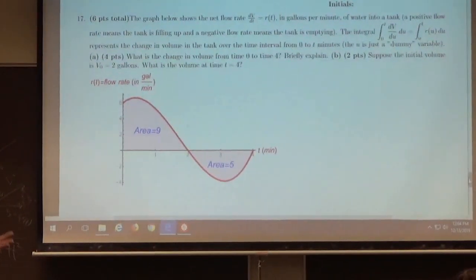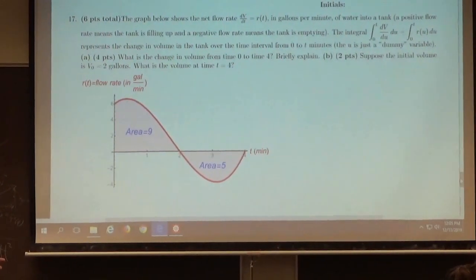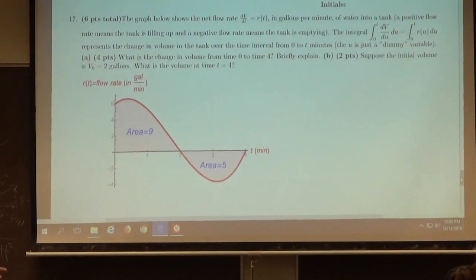If you understand integrals giving you signed areas, this problem is not too hard either. But you've got to understand it. You've got to realize the integral gives you the change in volume in this case.